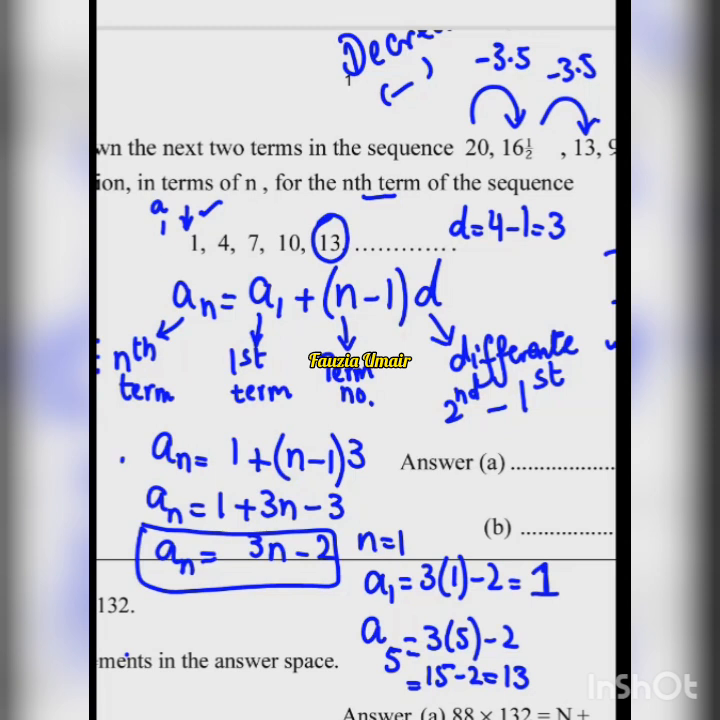No, ma'am. I am asking that at first, an is equal to 1 plus n minus 1 multiplied by 3. So why did you add 3 with n when you broke the bracket? Nothing, when I'm removing the bracket, I'm expanding it.